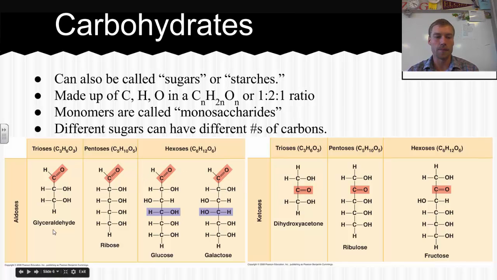So, for example, glyceraldehydes are different from dihydroxyacetones. It all has to do with where this double bonded oxygen is, right? This double bonded oxygen is on the end, or if it's in the middle, and that's going to affect the function of that carbohydrate. And so you can have the same number of carbons, but having that double bonded oxygen in different places is going to affect the structure and therefore the function of it.